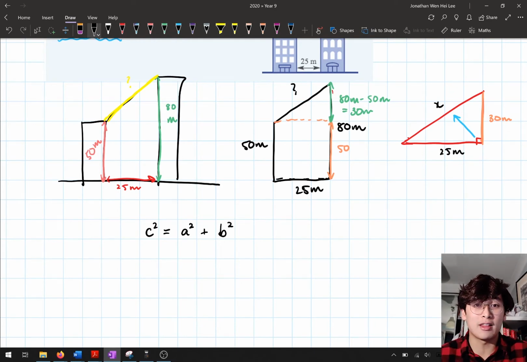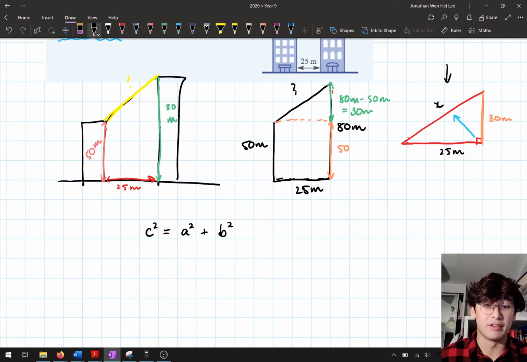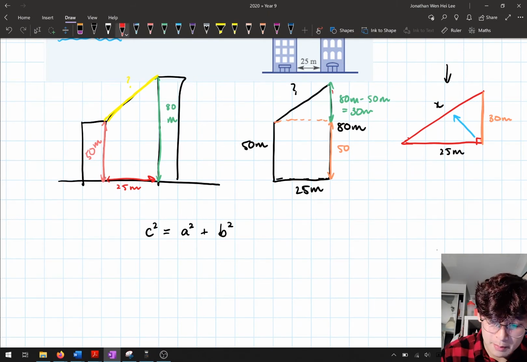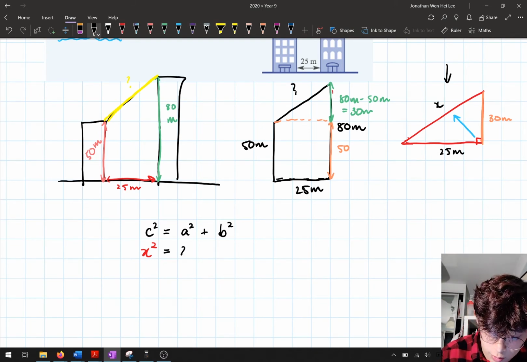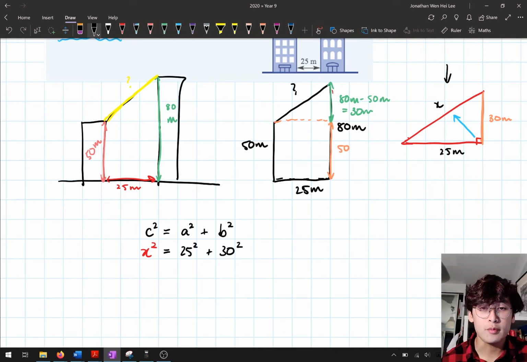I'm going to substitute my values in from this triangle up over here. So what do we have? C is just my missing side. I'm going to write X squared is equal to, I'm going to put in the lengths of my two shorter sides. So I've got 25 squared plus 30 squared.